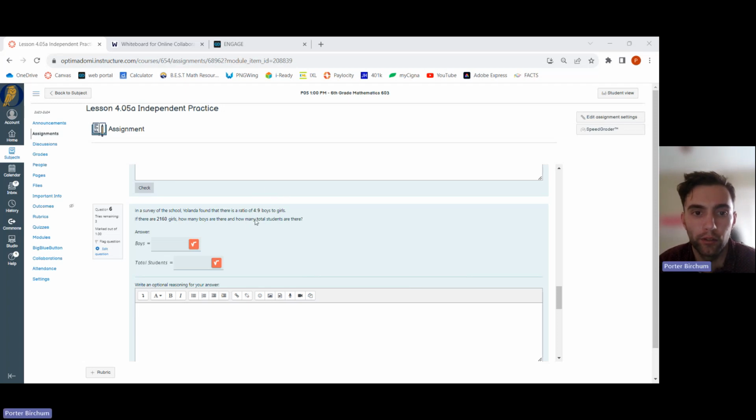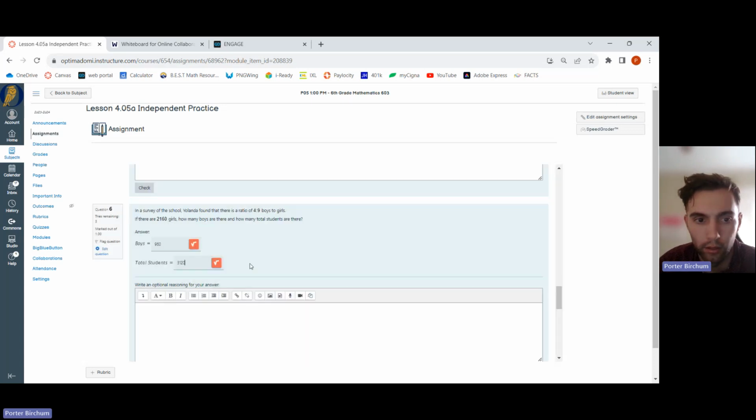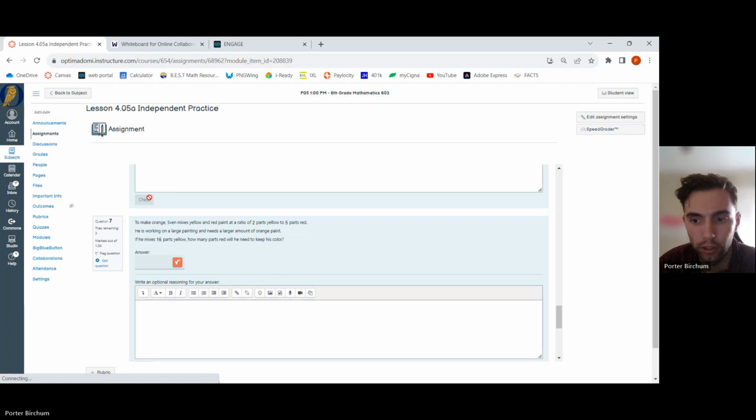If there are 2,160 girls and 960 boys, how many total students are there? Kind of sounds like we're adding. 2,160 plus 960 is 3,120. Oh, gotta type it in with the red button. 3,120. Oh, check.